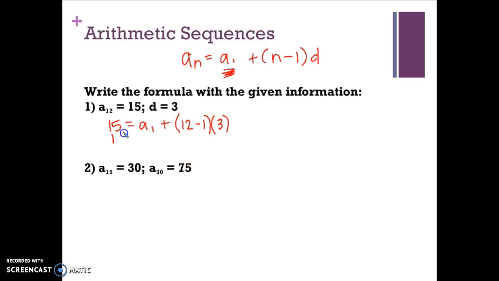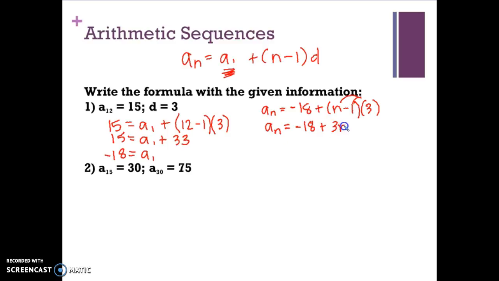12 minus 1 is 11. 11 times 3 is 33. So now to get a sub 1 by itself, I'm going to subtract 33. So then I get a sub 1 equals negative 18. So now I'm going to come back and plug in everything else. So I have a sub n equals negative 18 plus n minus 1 times my common difference, 3. And I'm going to go ahead and simplify. So a sub n equals negative 18 plus 3n minus 3. Put my 3 in first. Negative 18 minus 3 is negative 21.